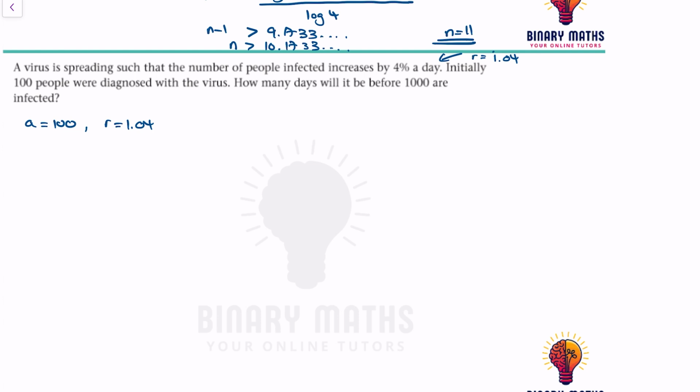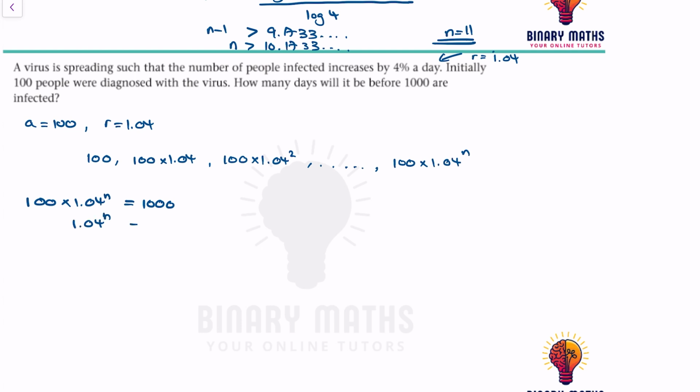So that means initially it is 100. After 1 day, it will be 100 times 1.04. After 2 days, it will be 100 times 1.04 squared. So that means after n days, it will be 100 times 1.04 to the power of n. So what we need to find is when the nth day, 100 times 1.04 to the power of n, is equal to 1,000. So I need to divide by 100 first, both sides. So I get 1.04 to the power of n is equal to 1,000 divided by 100, which is 10.